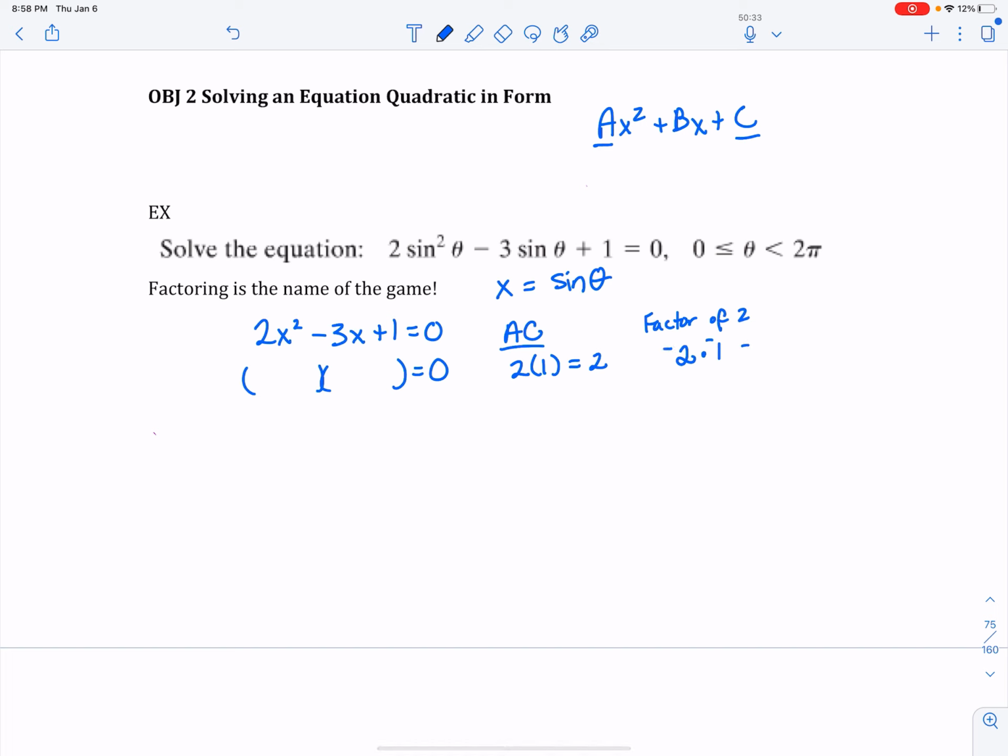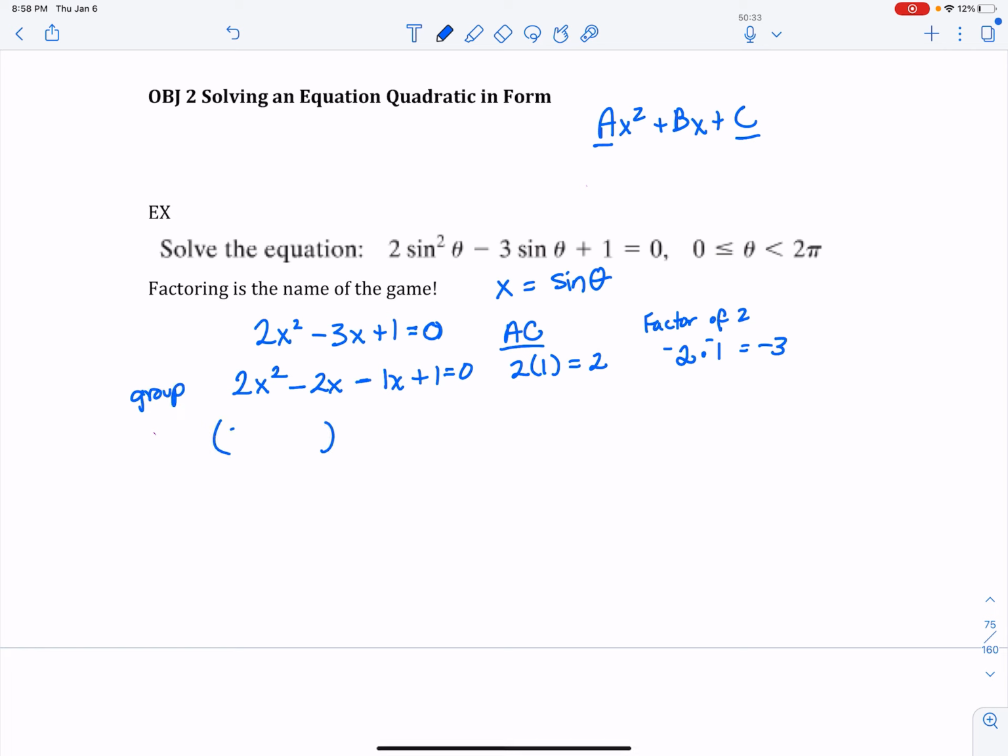I can get a negative 3 if I add negative 2 and negative 1 together. So what the AC method does is it takes your middle term and it replaces it with these two factors. So instead of writing negative 3x, I'm going to write negative 2x and then minus 1x plus 1. And now I can use grouping.